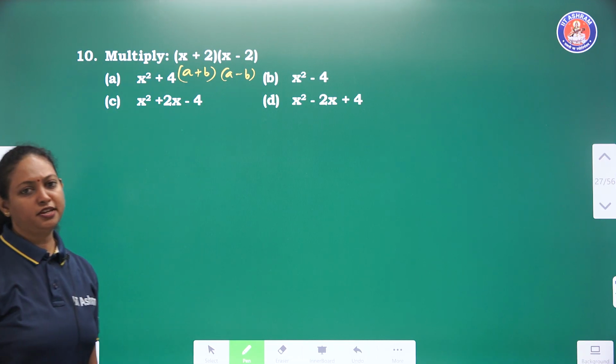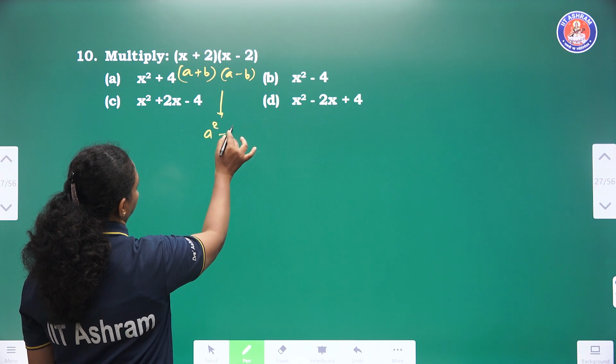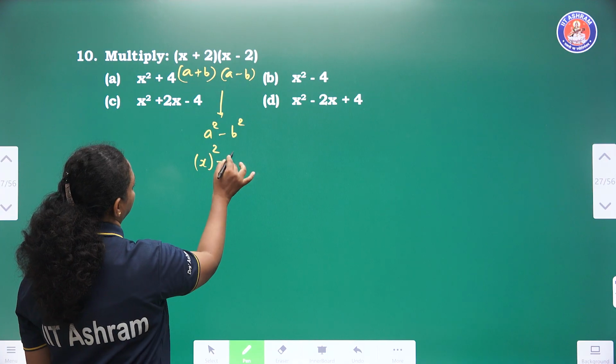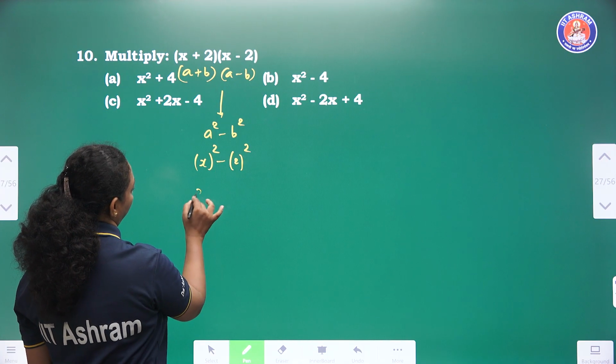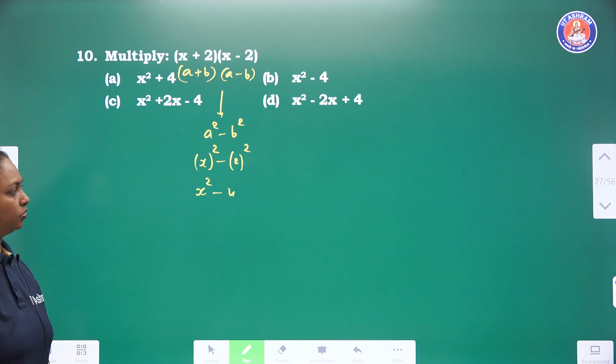Right, what is a plus b into a minus b? Definitely it is the same as a square minus b square. So what is the value of a? x square minus 2 square. So it is x square minus 4. Right, that is the use of the identity.